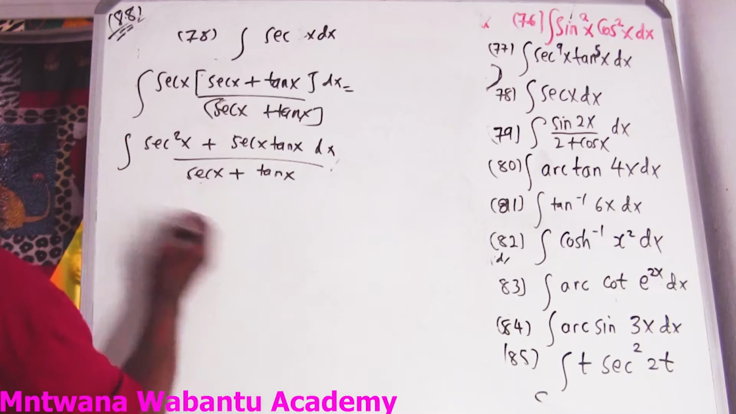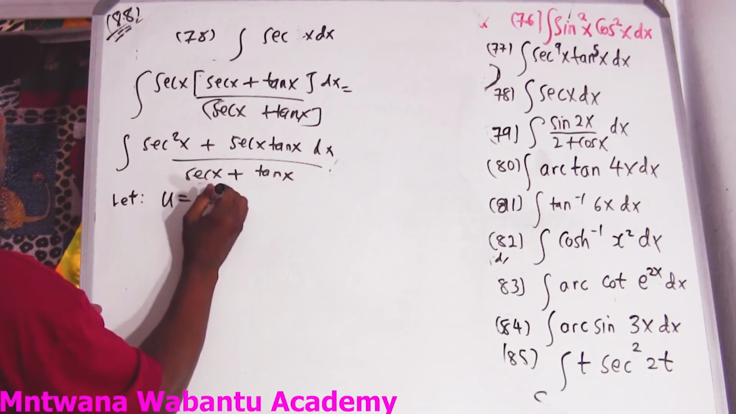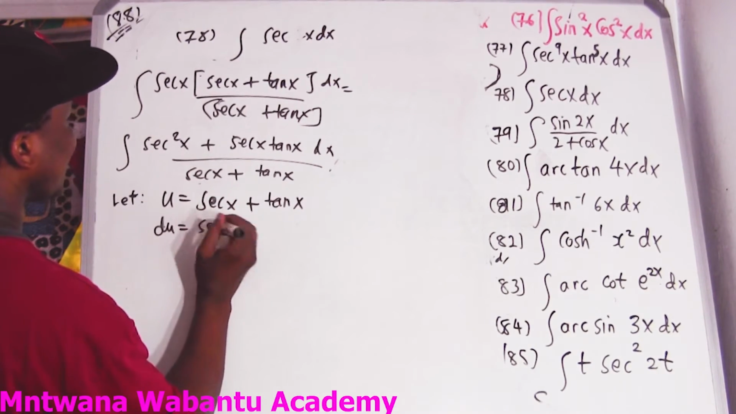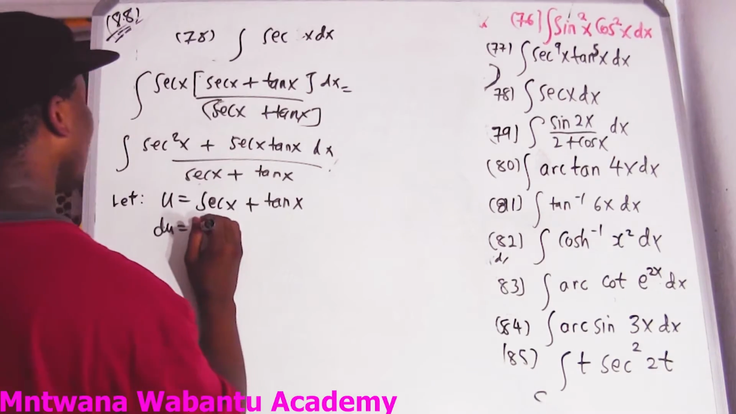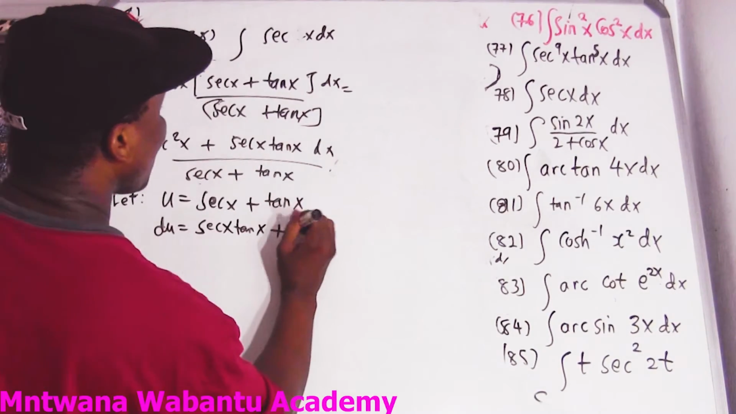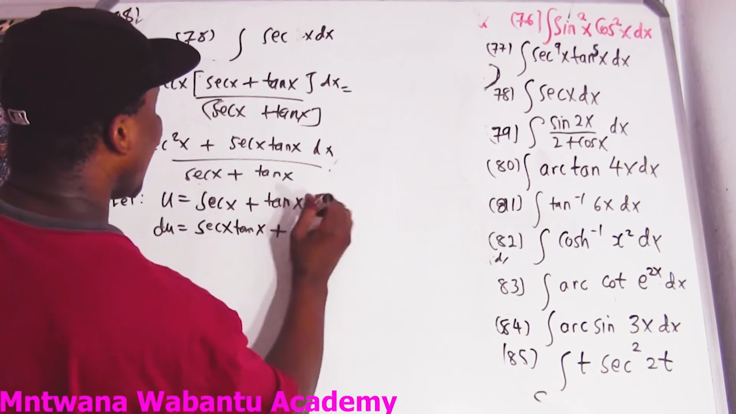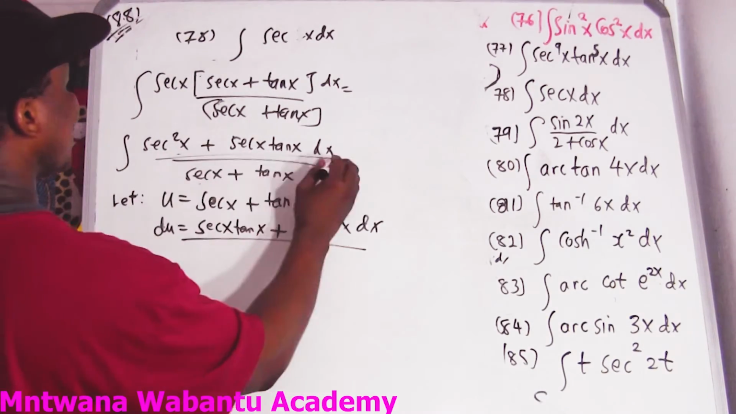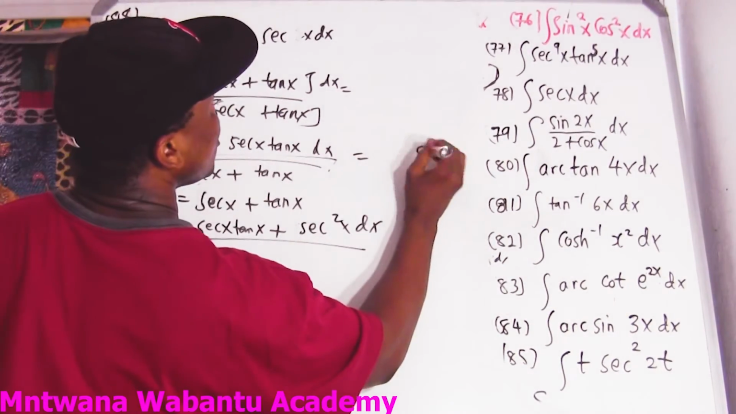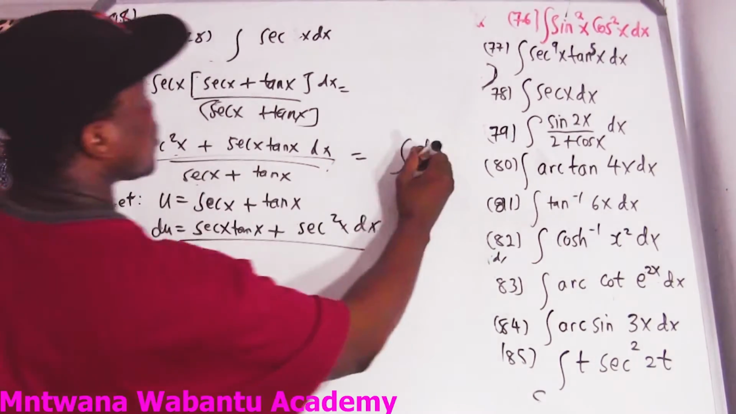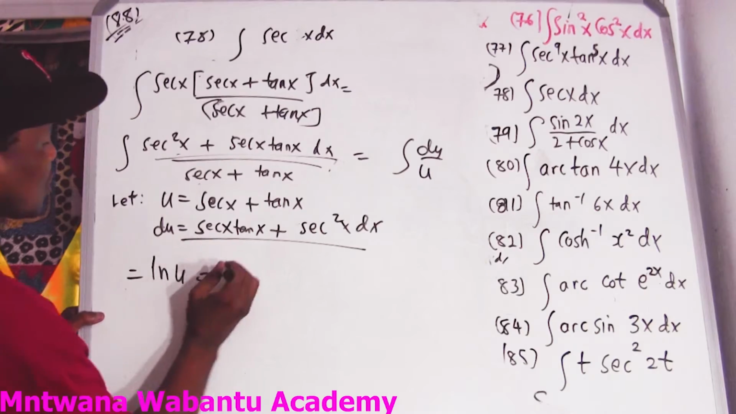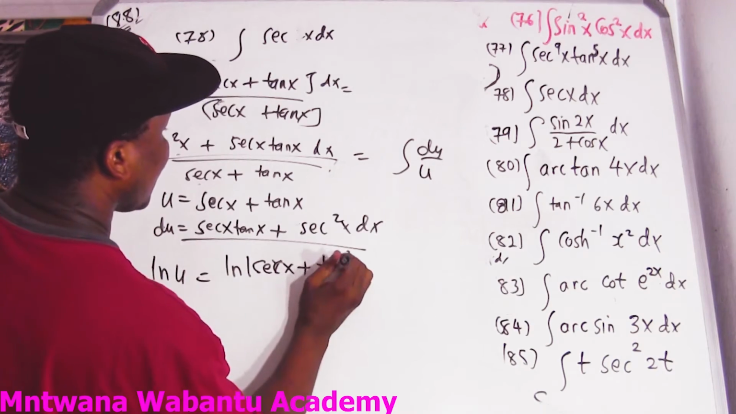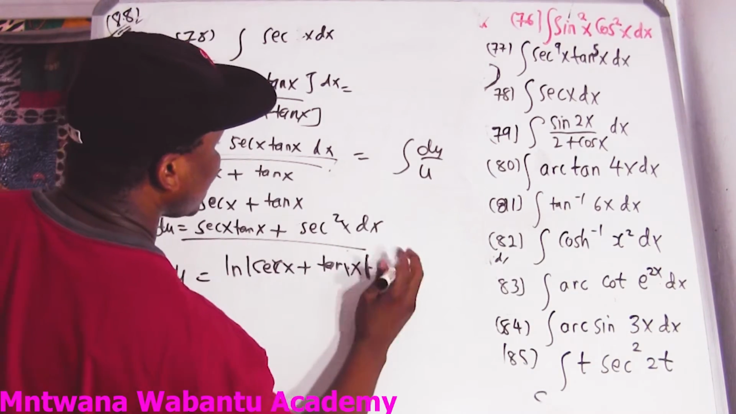So I can let u equal sec x plus tan x. Then du: if you differentiate sec, you get sec x tan x, and when you differentiate tan, you get sec squared. So this is du, and the denominator is u. So du over u gives us ln of u, and we know u equals sec x plus tan x. So ln absolute value of sec x plus tan x plus a constant. We're done.